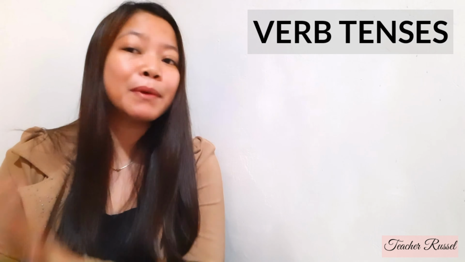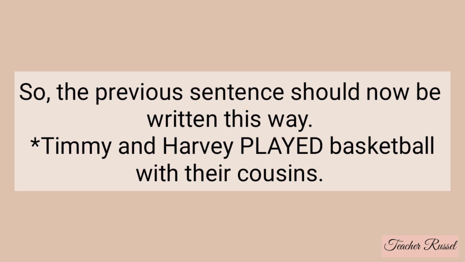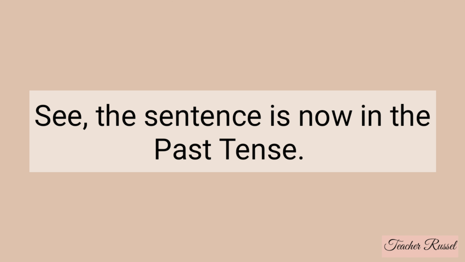Now, what happens to the first sentence? Again, the sentence was, Timmy and Harvey play basketball with their cousins. Even without using the time marker, which is now, we know for sure that the sentence is in the present tense. Now, let's go back to the rule. To form the past tense of the verb, we need to add d or ed at the end of the word. So, the previous sentence should now be written this way. Timmy and Harvey played basketball with their cousins. See, the sentence is now in the past tense.